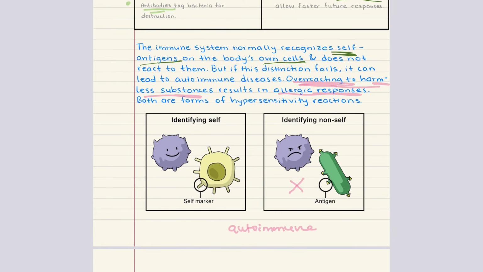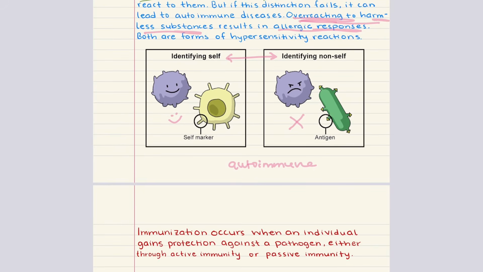On the other hand, an exaggerated response to harmless foreign substances like pollen or even certain foods is called a hypersensitivity reaction. That includes things like allergic responses. But autoimmunity and hypersensitivity reflect breakdowns in proper immune regulation. And drugs such as glucocorticoids can be used to suppress excessive immune activity in autoimmune conditions.